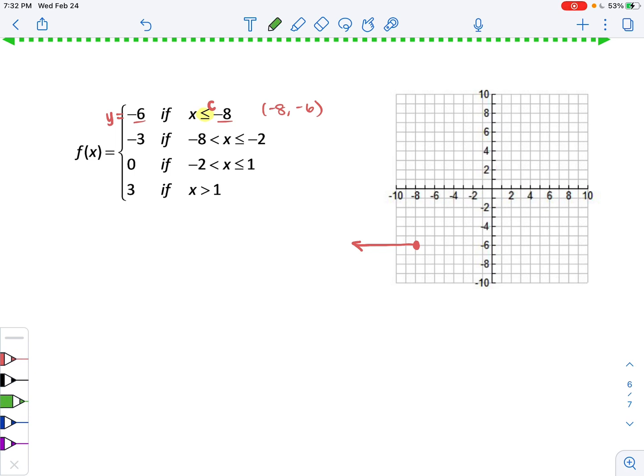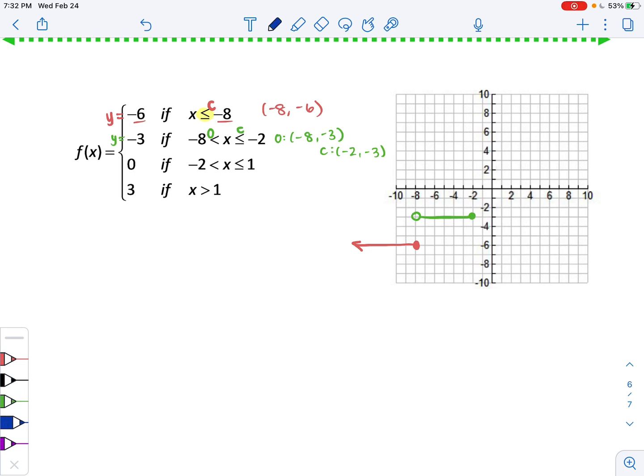The next line is y equals -3. If -8 is less than x, that's an open circle. And x is less than or equal to -2. That's a closed circle. So my first point is open at -8, -3. And my second point is closed at -2, -3. So I will plot those points. -8, -3 is open. -2, -3 is closed. Draw the next step.